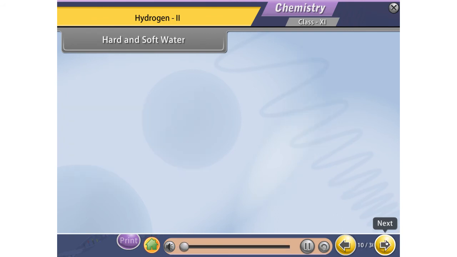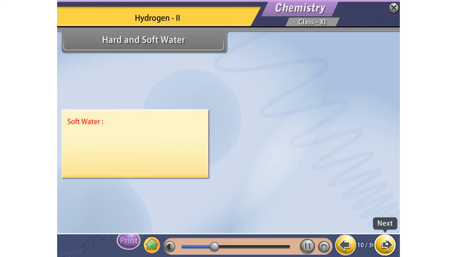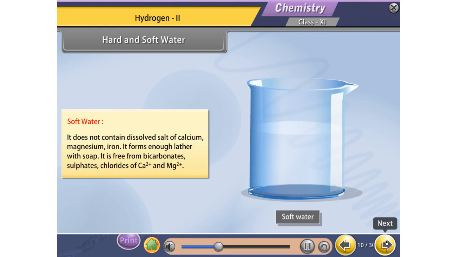Hard and soft water. Hard water. The water which contains dissolved salts of Ca2+, Mg2+, and Fe2+ is called hard water. It does not form enough lather with soap. Soft water. It does not contain dissolved salts of calcium, magnesium, iron. It forms enough lather with soap. It is free from bicarbonates, sulfates, chlorides of Ca2+ and Mg2+.